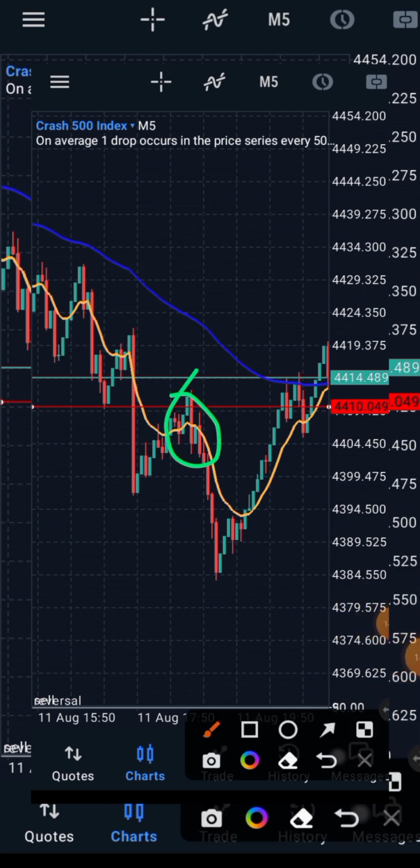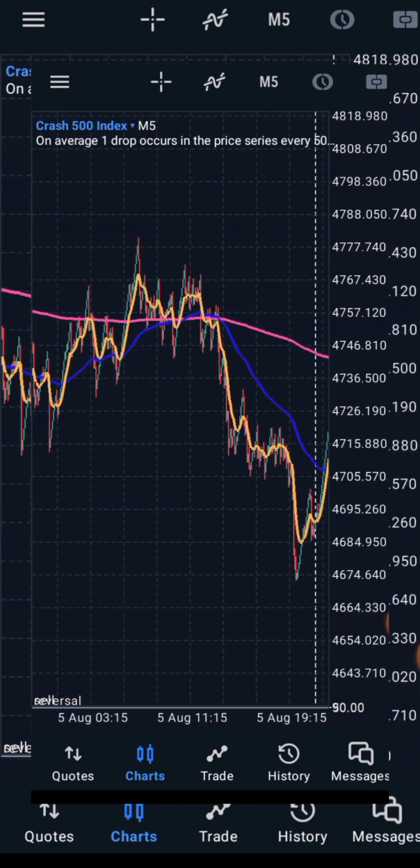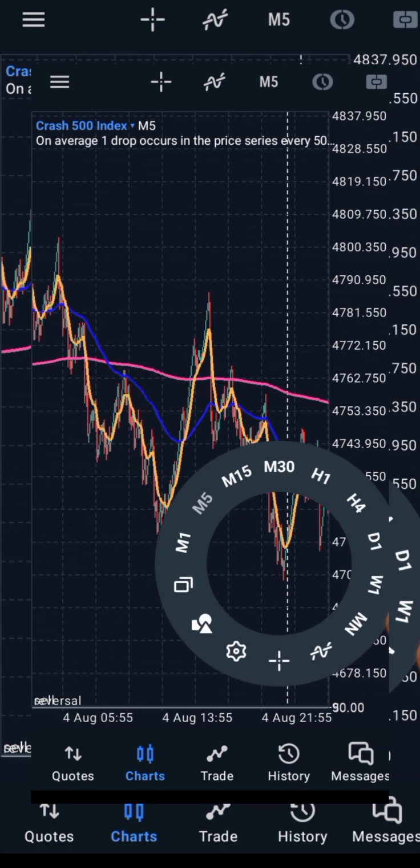You must wait to see the signal of the market. You must see a selling candle, which was this candle, before you place your sell. Remember that you must see a selling signal before you place a sell or a buy on that market.